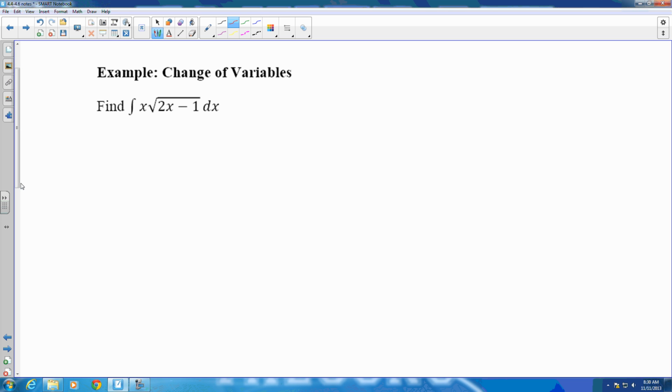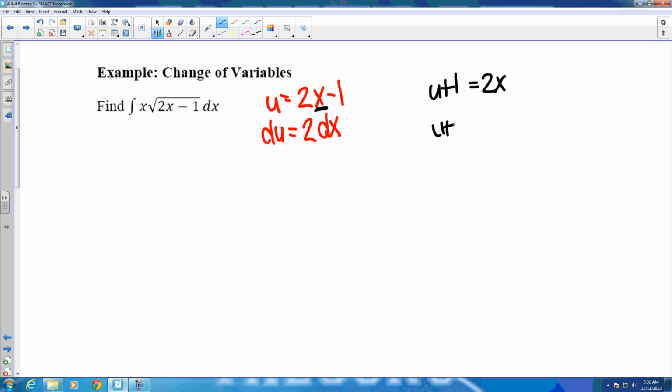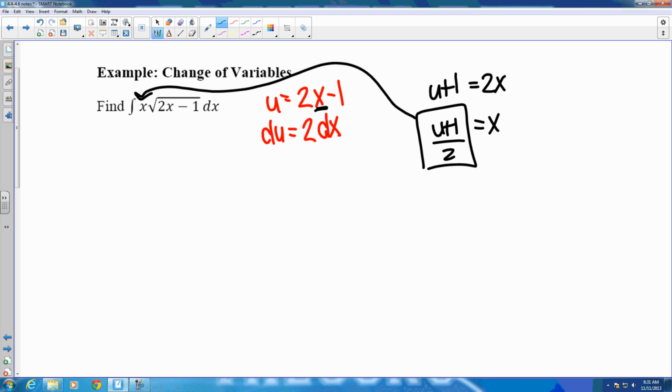Okay, here's another example. In this example, we figure out what our inner function is. It's u is 2x minus 1. But this one is a little bit different because we take the derivative of u, which is 2 dx, and not only do we not have a 2 in our original, but there's an extra x left over. So when we plug everything back in, there would be that x on the outside. So whenever there's an extra x, we need to solve for the x in our u that we called. So u plus 1 equals 2x. u plus 1 divided by 2 equals x. We have to plug this in for x when we plug back in the du.